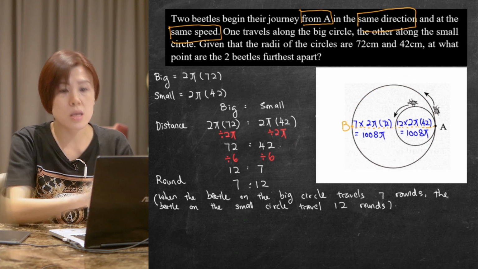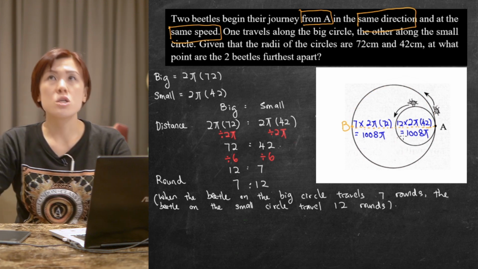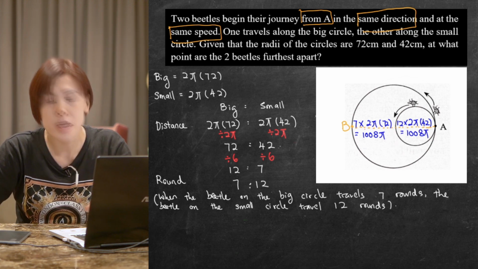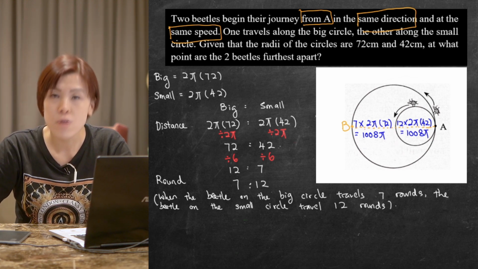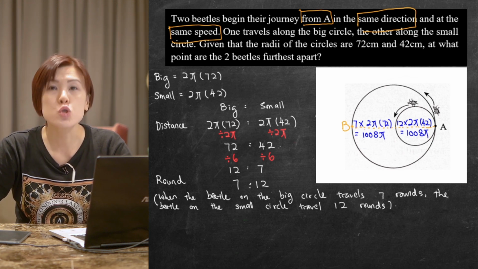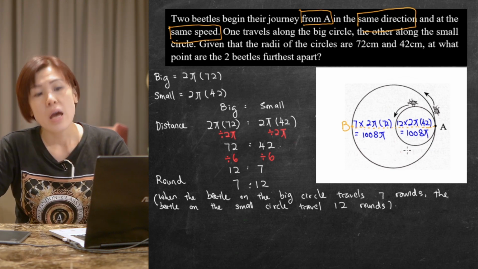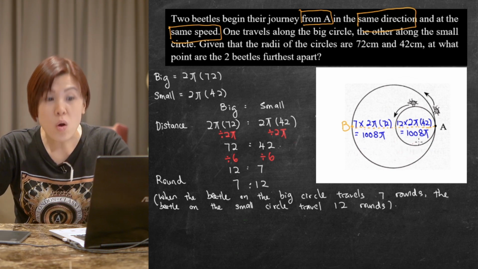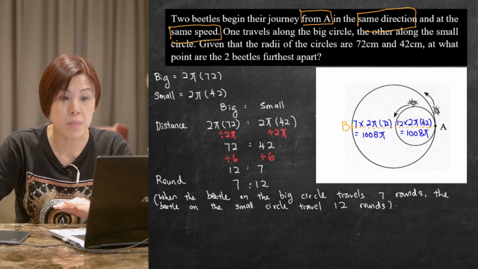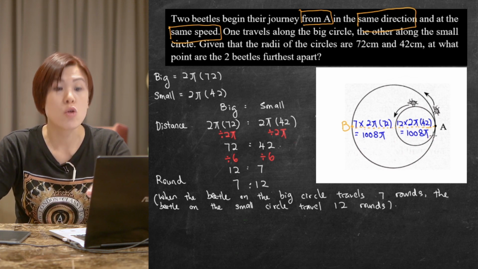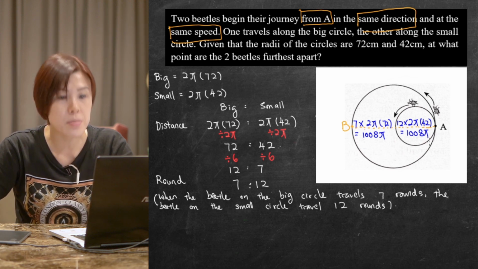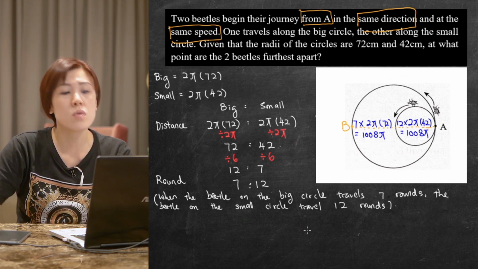So from here we can see that in order for the beetle on the big circle to travel from point A to point B, it has to travel multiples of half, but not the whole number. For example, half round, 0.5, or 1.5 round, or 2.5, or 3.5. Whereas the beetle on the small circle has to complete one round to go back to point A, to be furthest from point B. So the number of circles it has to travel should be a whole number. So let's come back to this ratio, 7:12.